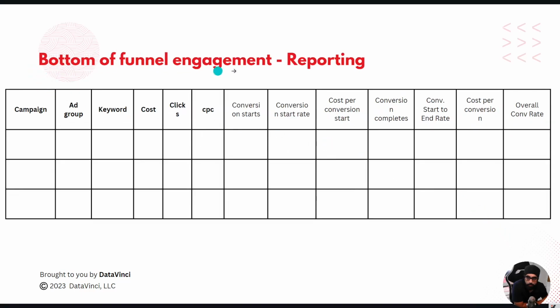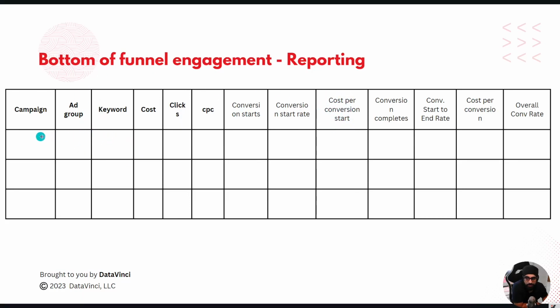Okay, bottom of the funnel engagement. So you keep the same things: campaign, ad group, cost, keyword, clicks, CPC. And then you see how many people are starting the conversions. That can be the first step of the checkout, or how many people are clicking on the lead submission form. So what is the conversion start rate? What is the cost per conversion start? So how much for each combination do you in general pay to get them to start a conversion?